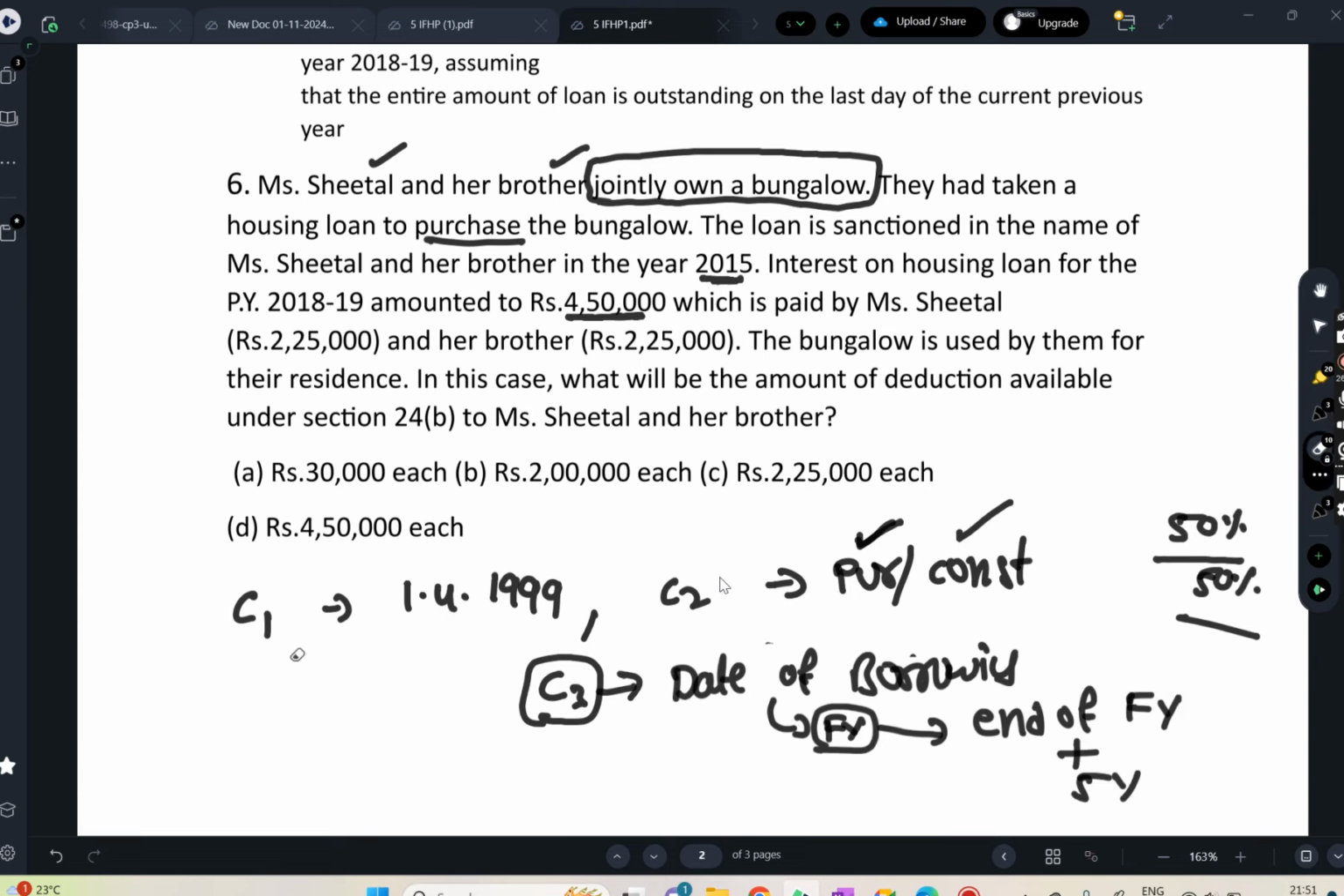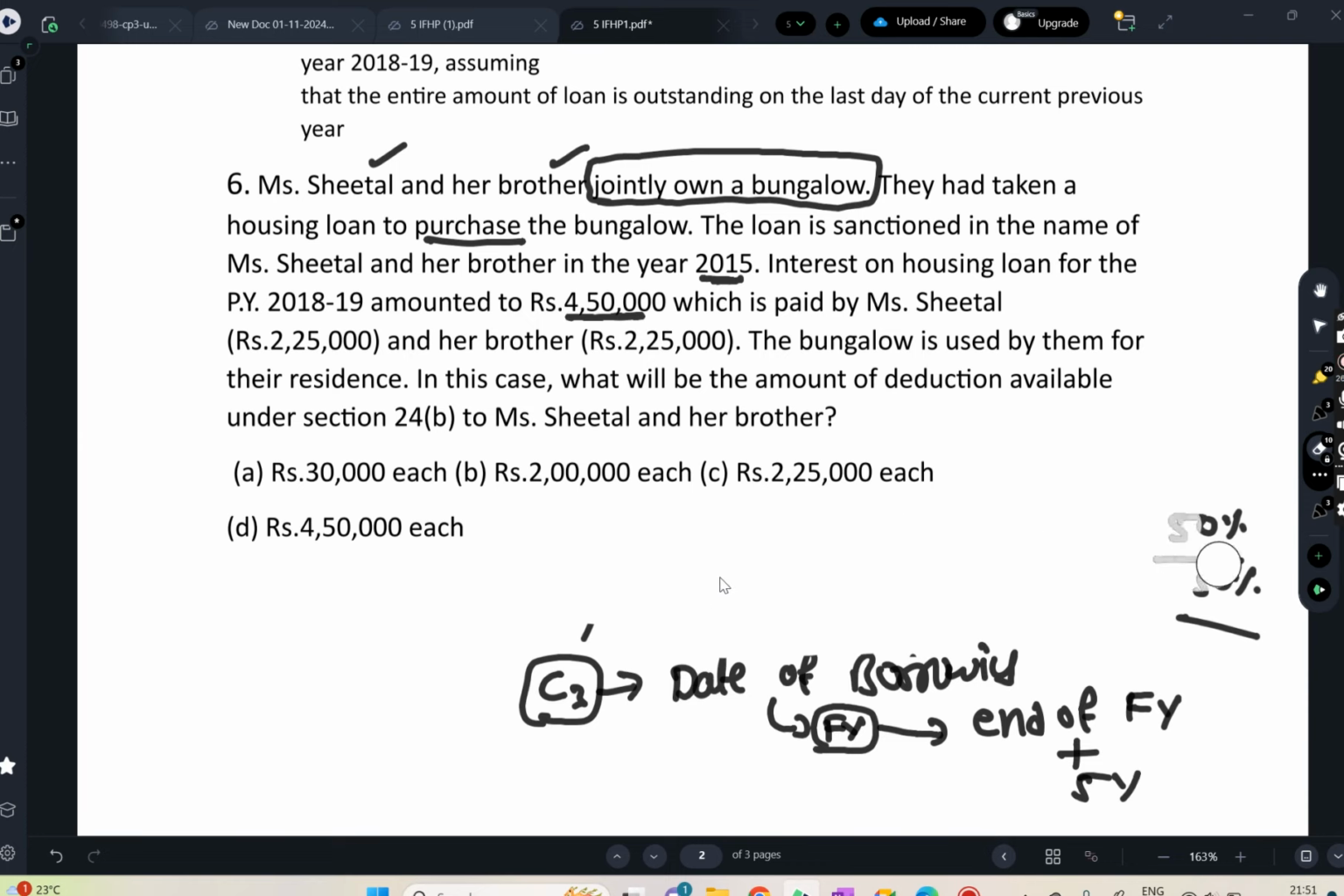Condition 2 is also satisfied. Now the important one, condition 3. Did I complete my construction within 5 years or not? That we will check. So when did I borrow the money? The loan is sanctioned in the name of Sheetal and brother in the year 2015. Okay, so 2015, and did they mention in which year they have completed the construction?